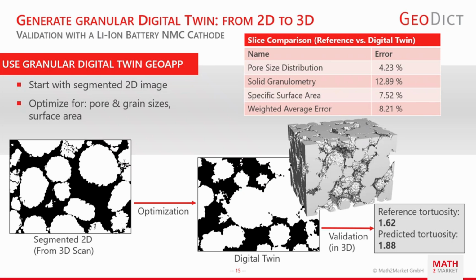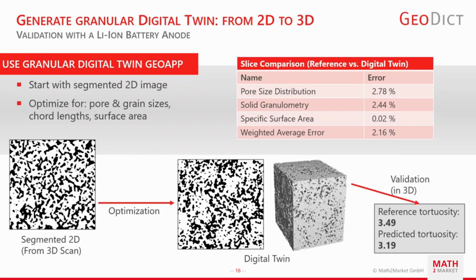That was an example from a cathode electrode with NMC particles, but we did the same with a graphite anode. So we have a single image from a graphite electrode, and then the GeoApp will create from this single 2D image a digital twin in 3D using the statistics from the 2D image. And also here the tortuosity between the digital twin in 3D and the complete scan in 3D matched quite well. So you can try this out yourself now in the new GeoDict version.